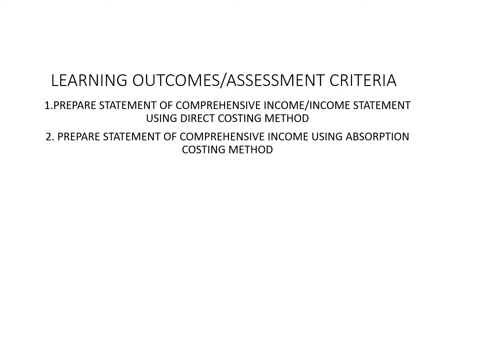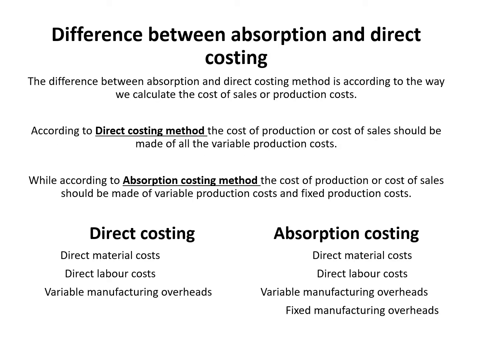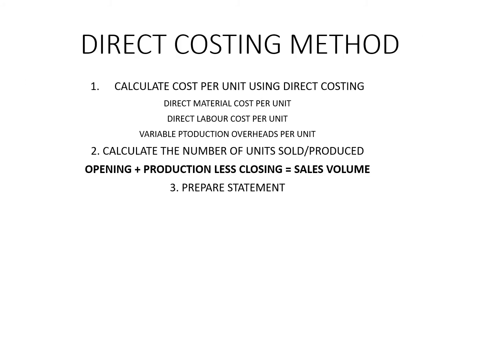The learning outcomes and assessment criteria will take the form of preparing an income statement or statement of comprehensive income using the direct costing or the absorption costing method. How do the two methods differ? Direct costing, as I said, we consider variable costs, while with absorption costing, we bring in our fixed cost.